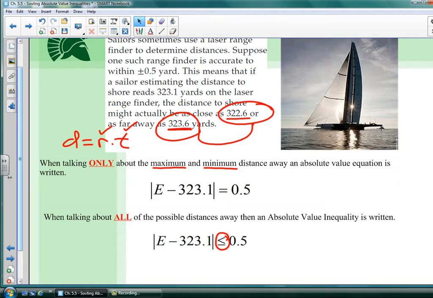So this is how we would look at a word problem for these types of problems. Now, what we're going to do is look at how we actually solve something like this. Very similar to the way that we solve an absolute value equation, but now we're going to have to add in the portion that is the less than or greater than, because there's still the or equal to portion here.